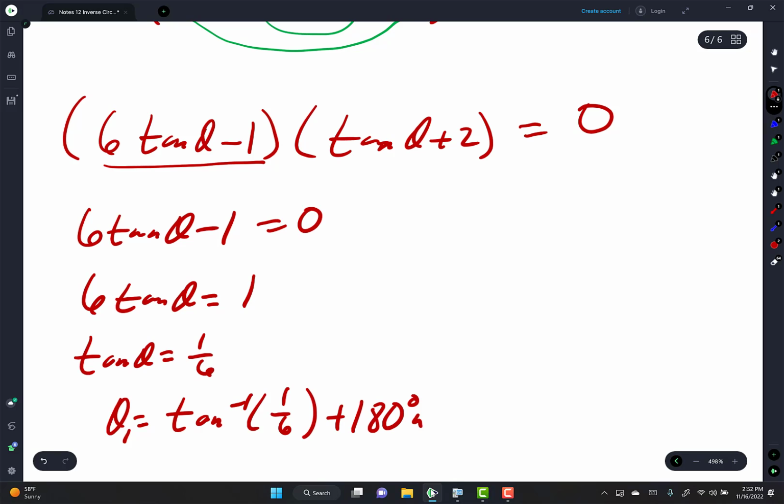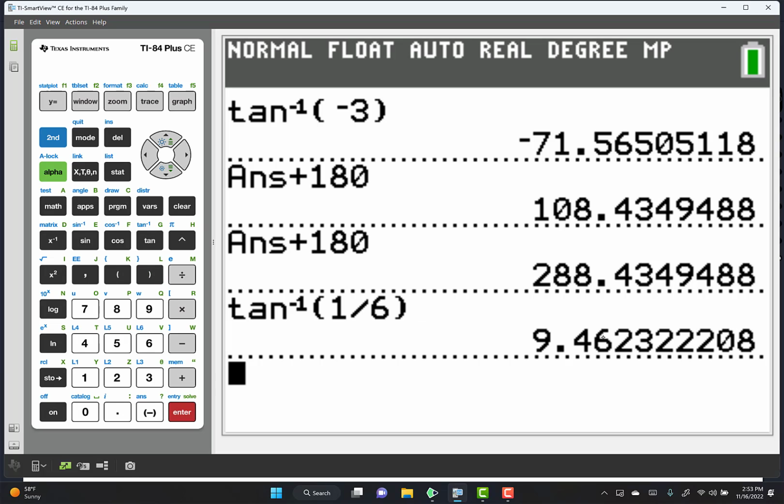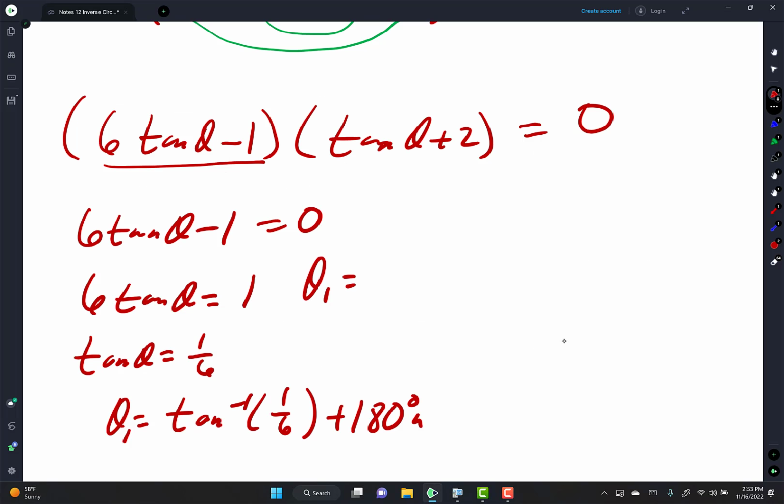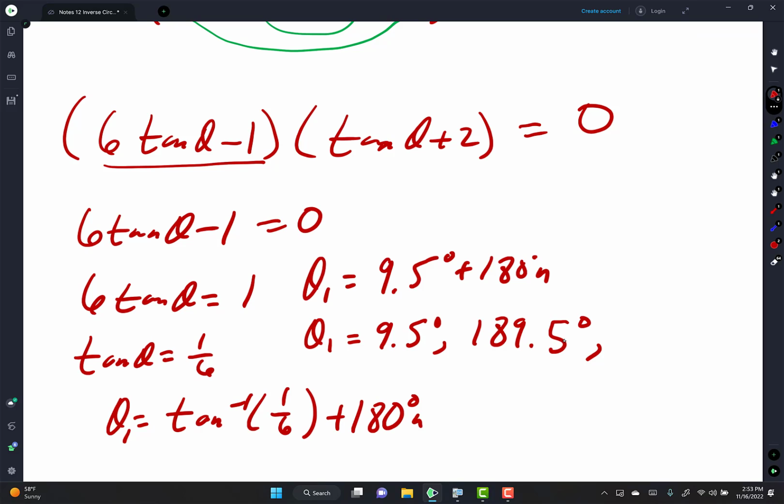I'm going to call that theta 1. And then I'm just going to put the answers for that one. So I'm going to write theta 1 equals, and I'm going to take my calculator and go second arctan of 1/6, and push enter. Math life, 9.5. So I put 9.5 degrees plus 180n. 9.5 is one answer. And if I add 180, that's 189.5. And if I add another 180, I'm above 360. So there's one of them.